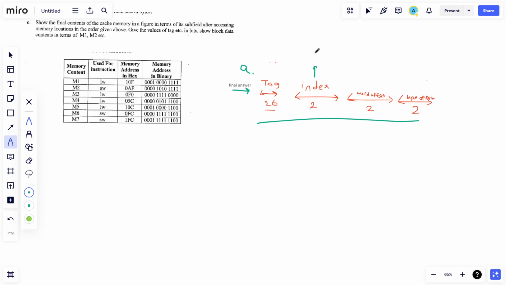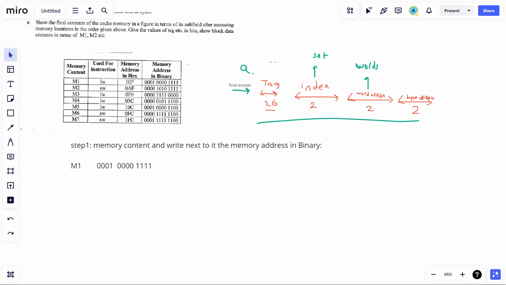Remember, index is for sets, word offset is for block. No, not blocks, sorry. Words. And byte offset is given already. And tag is for tag, so I don't need to write it down.